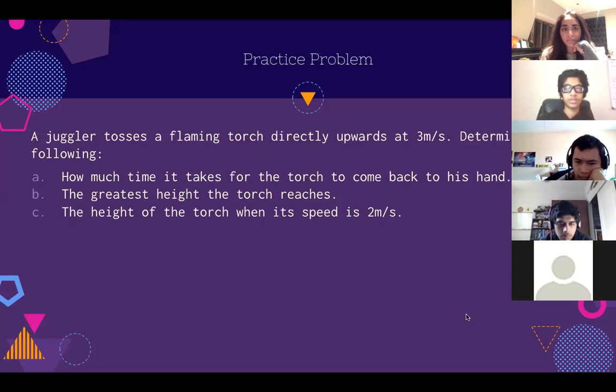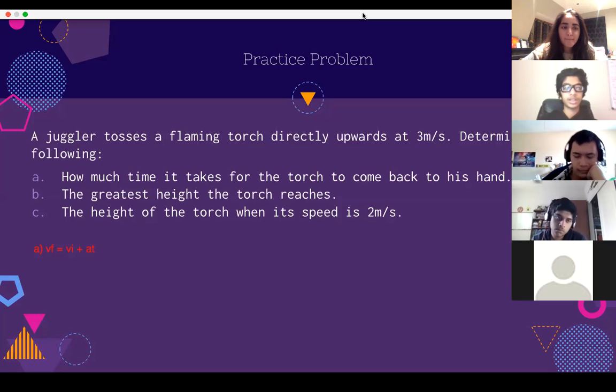Okay. So for the first part, let me just pull up the annotation tool. For the first part, we want to find time, and we're given initial velocity is 3 meters per second. So to do that, we can use this equation over here. You guys see what I'm writing? You can use that equation because when the torch comes back to his hand, it'll have the same speed but opposite direction as when it left his hand. So we know the final velocity is the negative of the initial velocity. So we can simplify it to this.